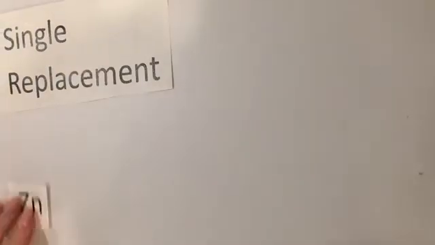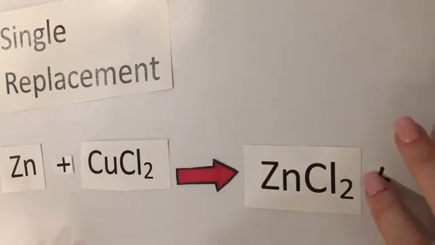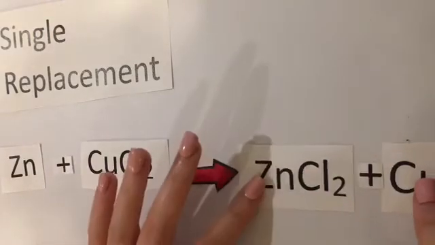A basic example of a formula using elements would be zinc plus a compound of copper and chlorine turn into zinc chlorine compound plus copper. As you can see, the two metals just swapped.